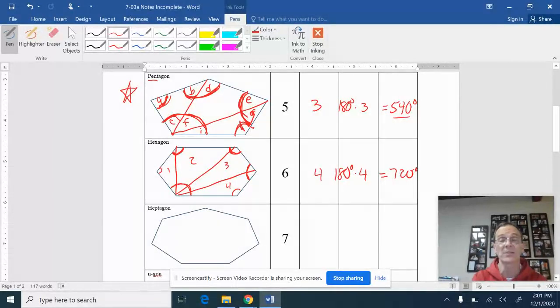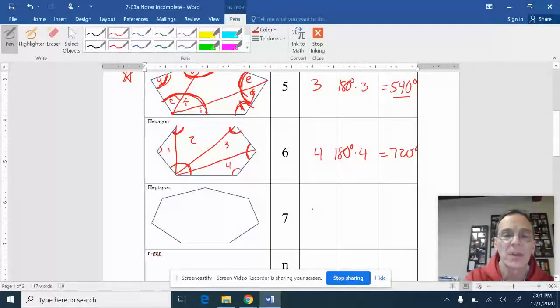Sum of those 6 angles is always going to be 720 degrees. A heptagon has 7 sides. We're going to get 5 triangles out of that. 180 times 5 is equal to 900 degrees.